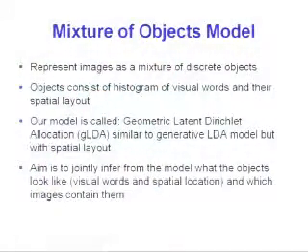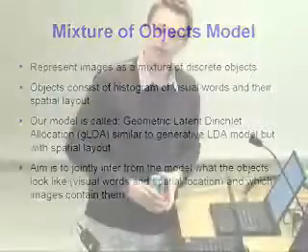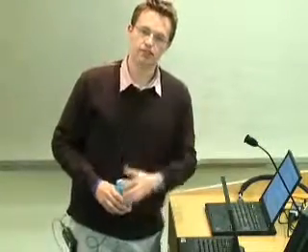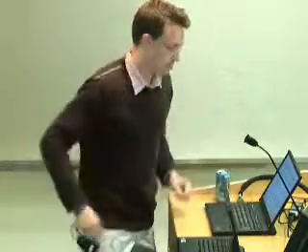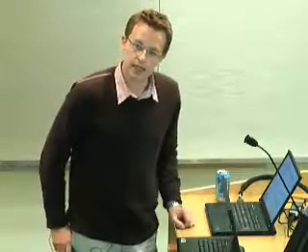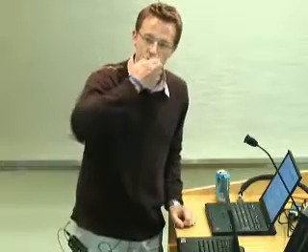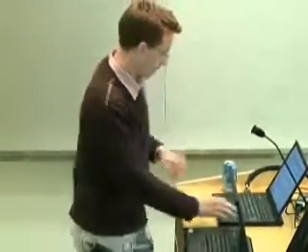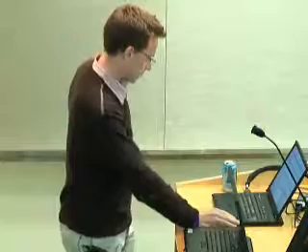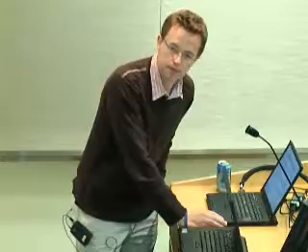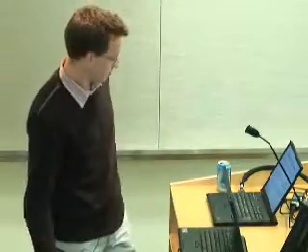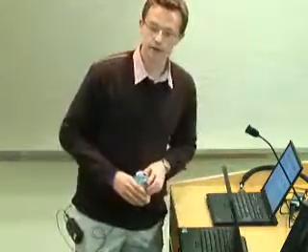So we can imagine representing this quite formally and saying that we're going to represent images as a mixture of discrete objects. An object is now going to consist of a histogram of visual words, but also some spatial layout. It's related to the latent Dirichlet allocation topic model, and we call it geometric latent Dirichlet allocation. So it's similar, but it has this spatial layout encoded into the model. And the aim is to jointly infer from the model what the objects look like, so their visual words and spatial location, and which images contain them.